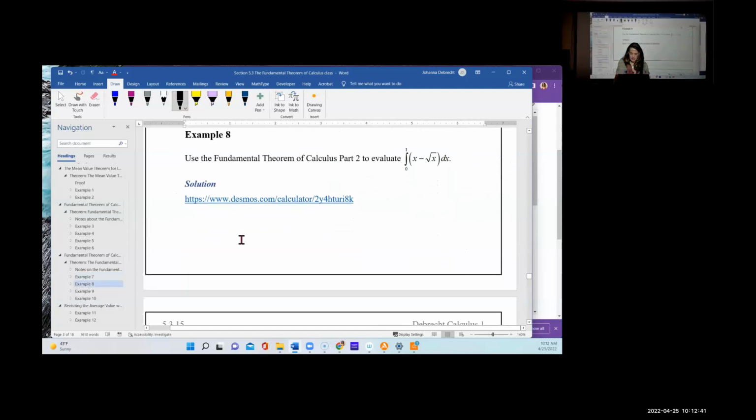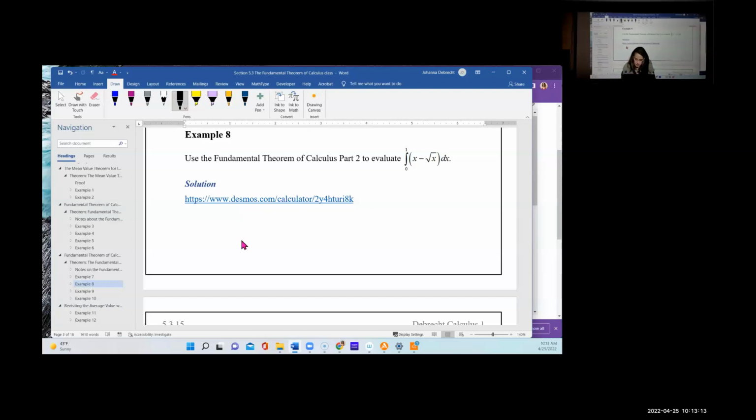Let's apply it again. Let's take a look at this one, which is to use the Fundamental Theorem of Calculus Part 2 to evaluate the integral from 0 to 1 of x minus the square root of x. Now again, we don't have many techniques. Primarily the trig integrals, the integral of e to the x, the integral of 1 over x is natural log of absolute value of x, and the power rule.